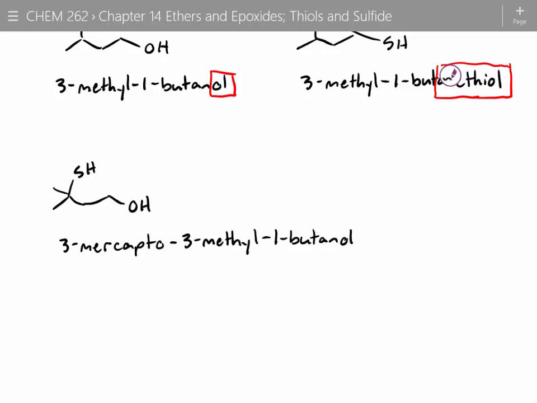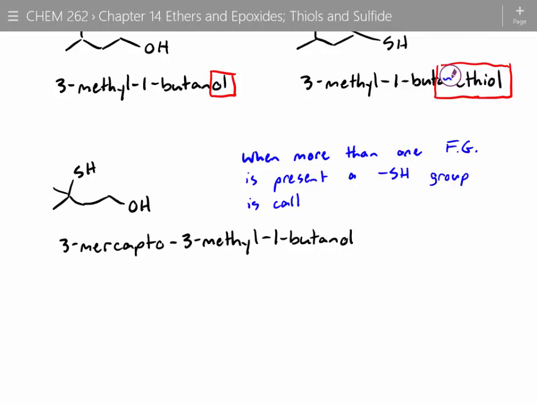So why are we using this new mercapto designation? Anytime you've got more than one functional group, you can treat a thiol as a mercapto group. So let's write that in. If more than one functional group, FG, is present, an SH group is called a mercapto group. No numbering, not positive priority.